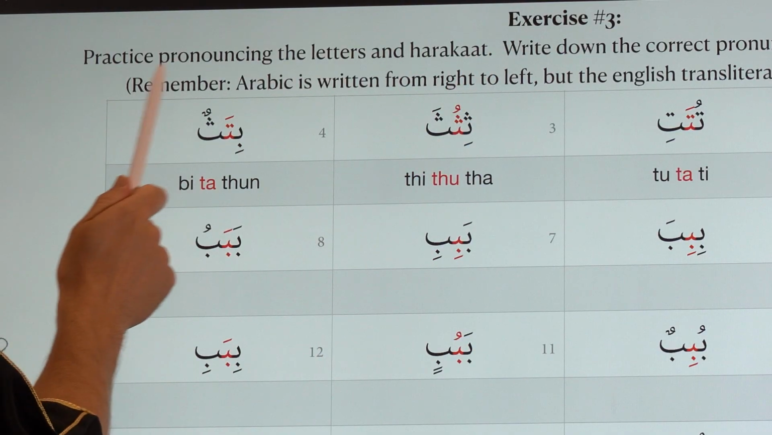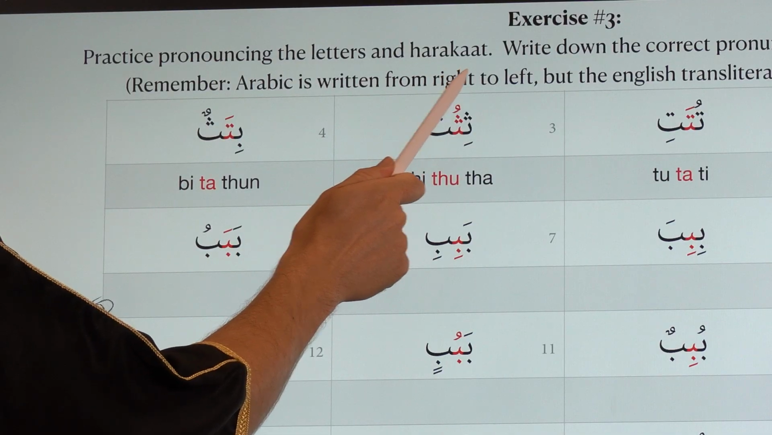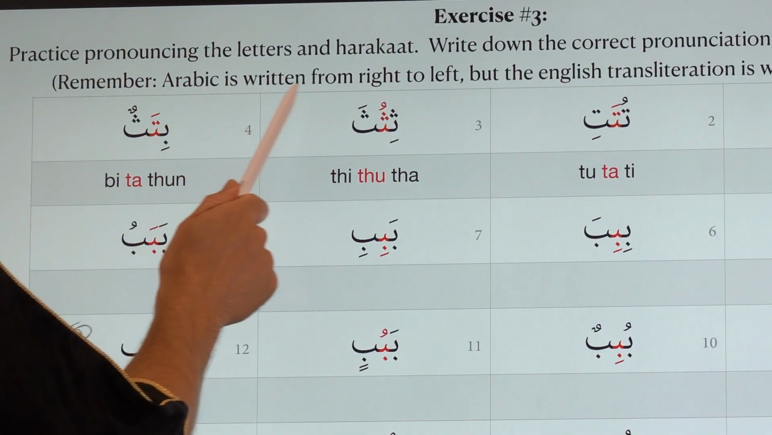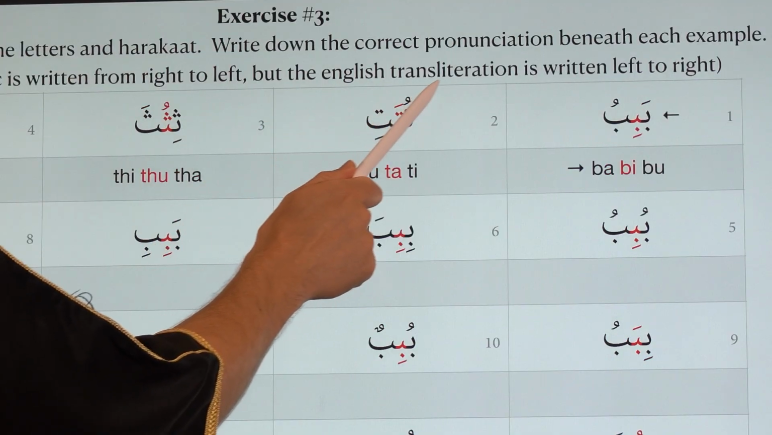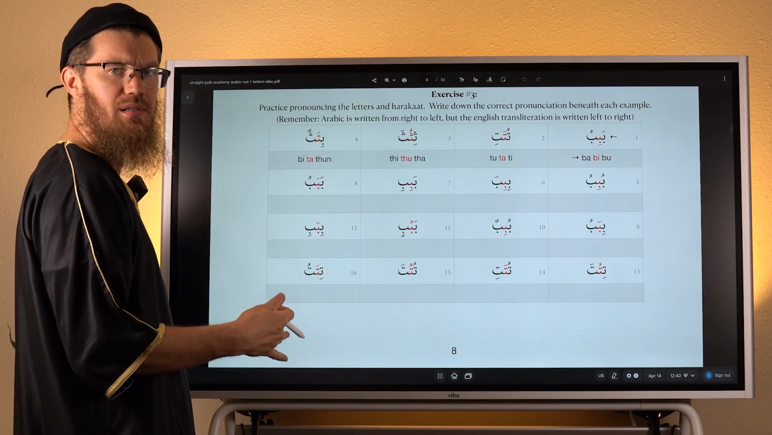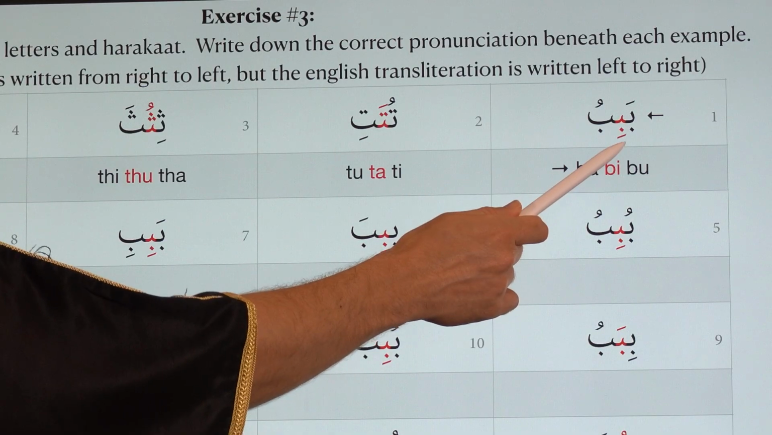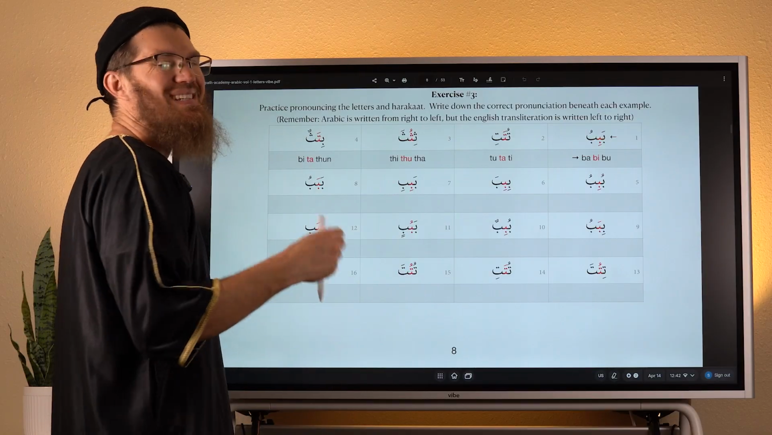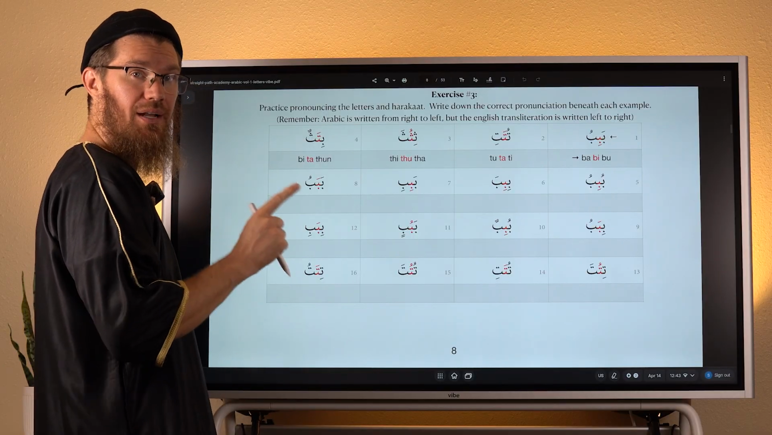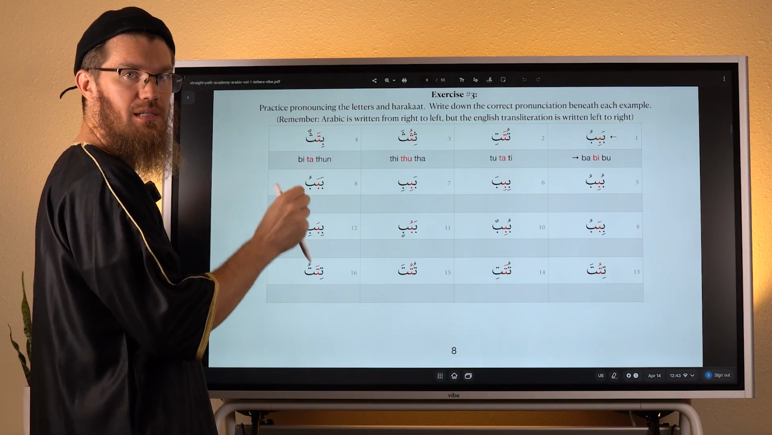Exercise 3. Practice pronouncing the letters and harakat. Write down the correct pronunciation beneath each example. Remember, Arabic is written from right to left, but the English transliteration is written from left to right. So this is just like the previous exercises. We have the first row completed for you, and you're gonna go step by step just like the previous lessons. However, now instead of just one letter, we have 3 letters connecting to one another.